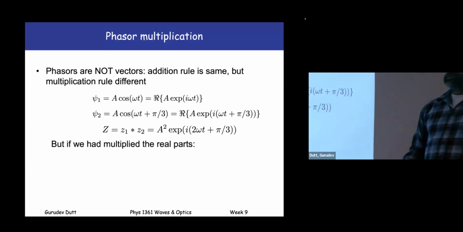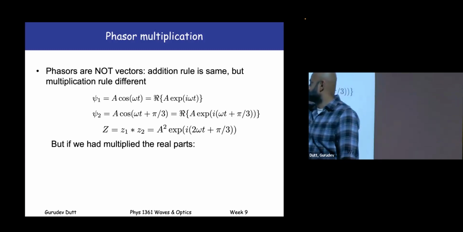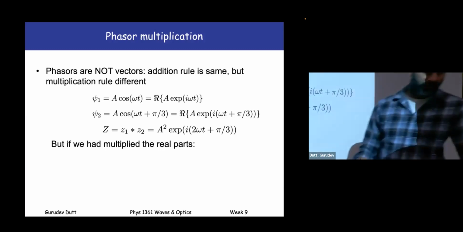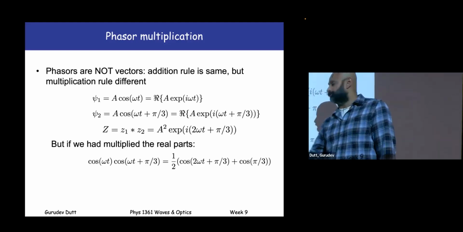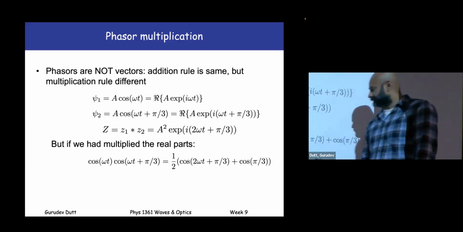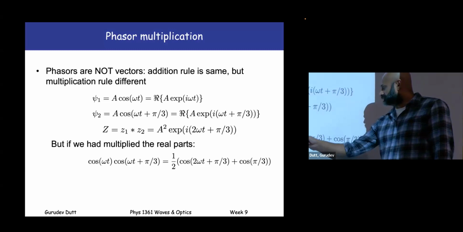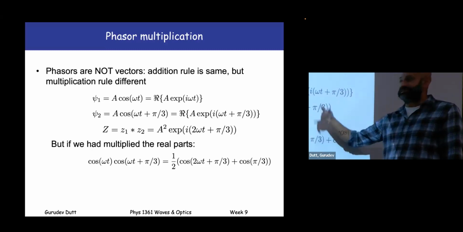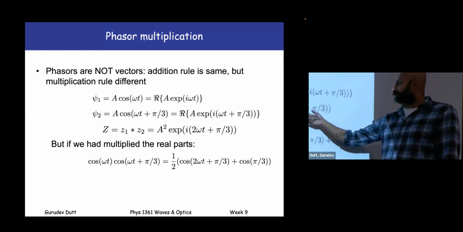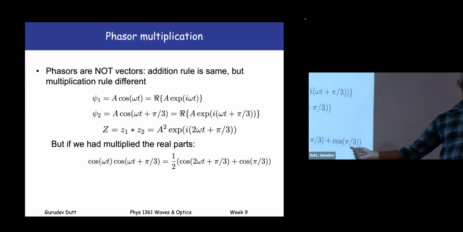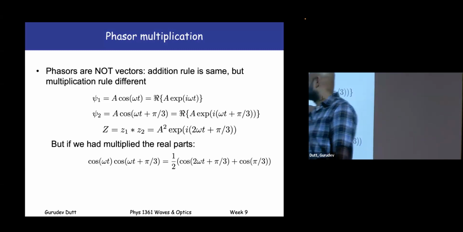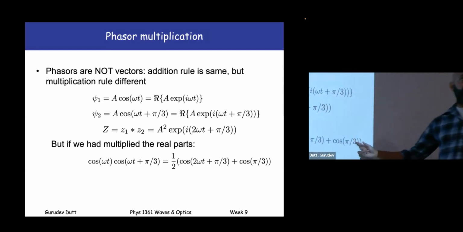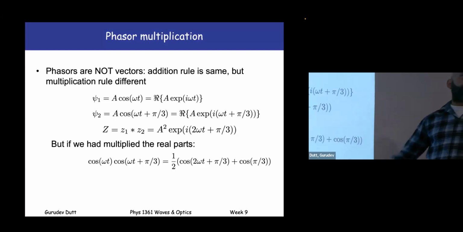Okay? But if I had taken just the original waves, psi 1 and psi 2, and multiplied them together, that will give me cos omega t times cos omega t plus pi over 3. And by using the standard trigonometric identities, I get cosine 2 omega t plus pi over 3, which is good. That's exactly the real part of this guy over here. But then I get an extra term. So if I multiply the real parts, that is exactly the physical waves themselves, I get an extra term here, which is not in the complex multiplication.